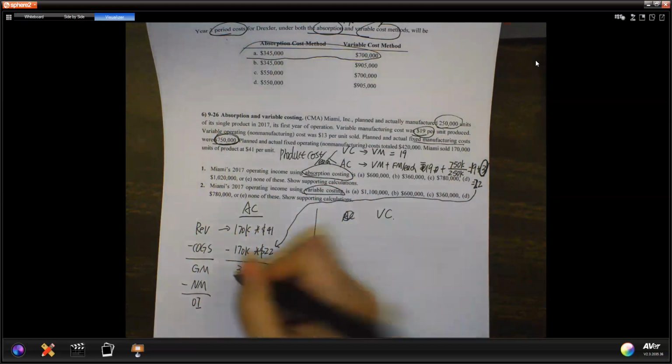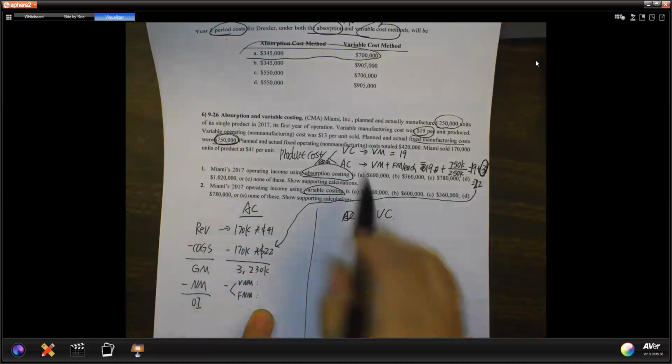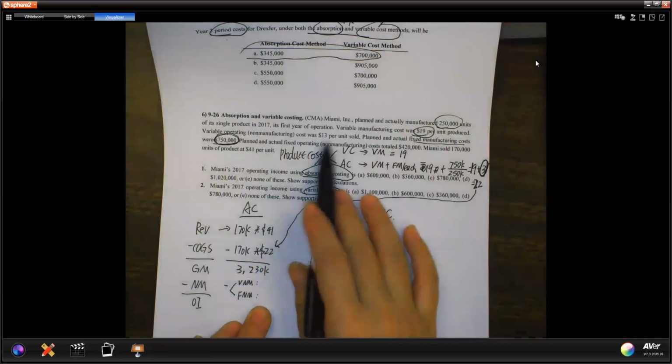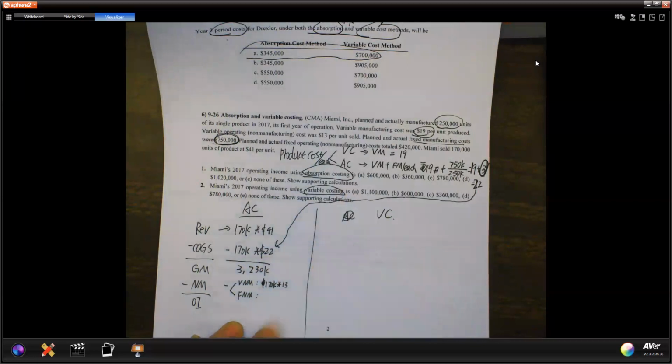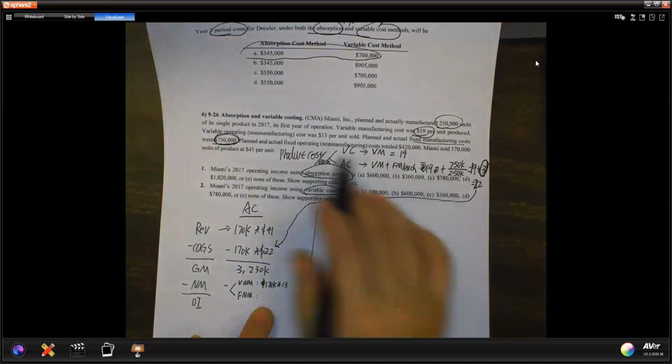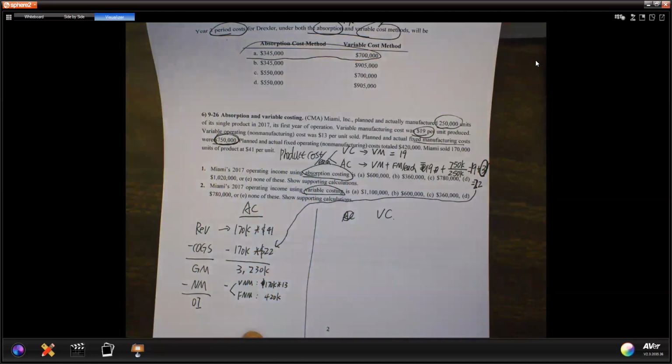We subtract all the non-manufacturing costs. We have variable non-manufacturing, which is $13 each times the 170,000 units we sold, and fixed non-manufacturing, which is a total of $420,000. So you subtract both, and you should get $600,000 as our operating income under the absorption costing method.